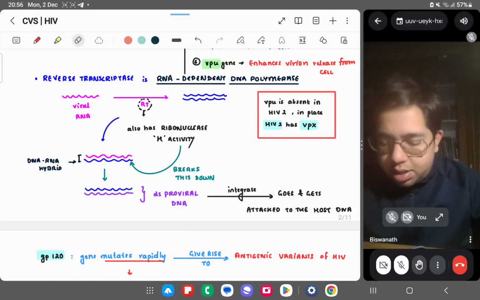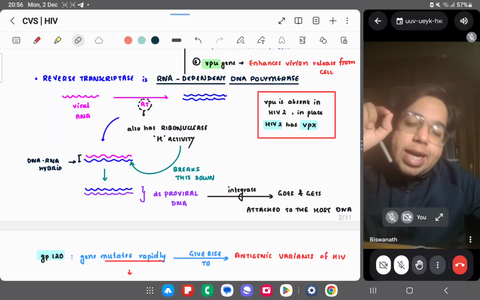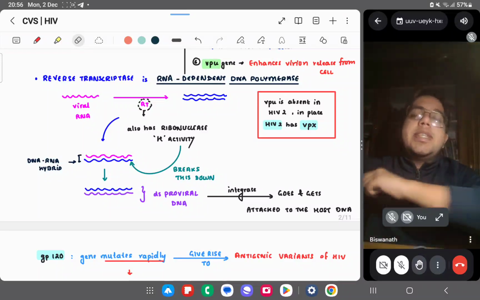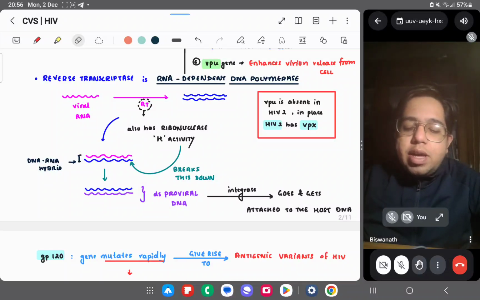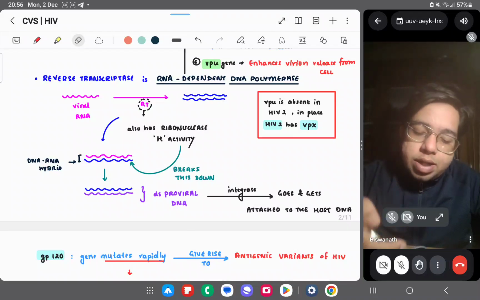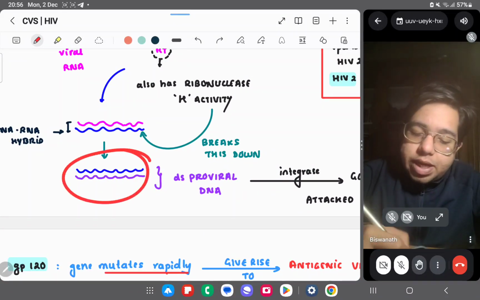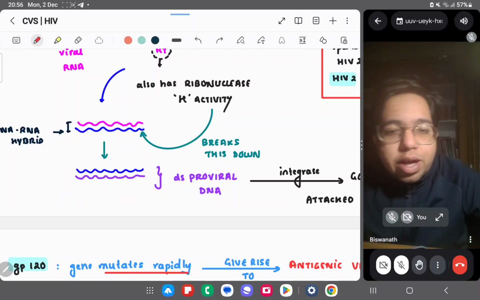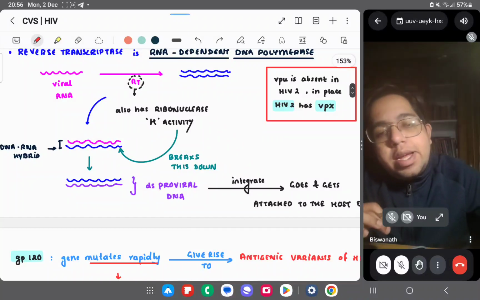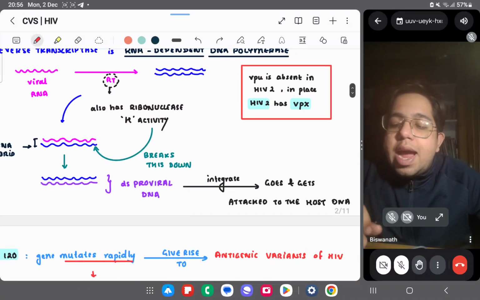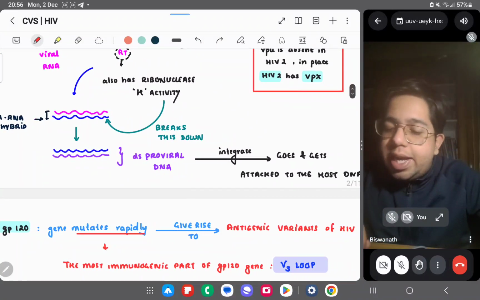Then the RT, the reverse transcriptase, has a ribonuclease activity. What is the meaning of ribonuclease activity? It's basically breaking the RNA strand which is forming the hybrid. We don't want a hybrid, right? So it will break down this pink strand, and this forms a good DNA one. We don't require this RNA one, right? So this is a DS proviral DNA, double stranded proviral DNA, and this integrase is basically attaching this DS proviral DNA into the host, right?